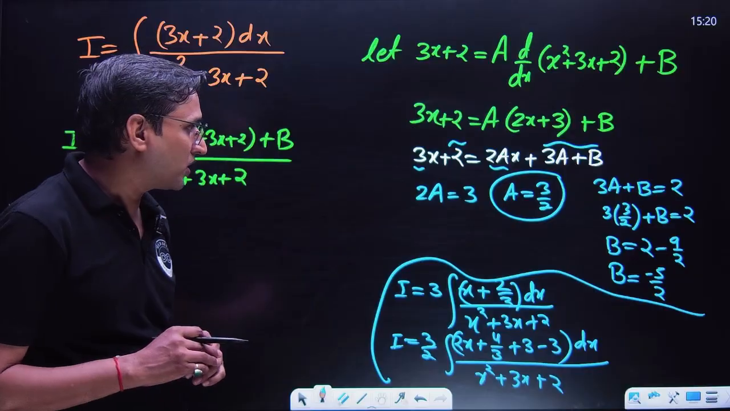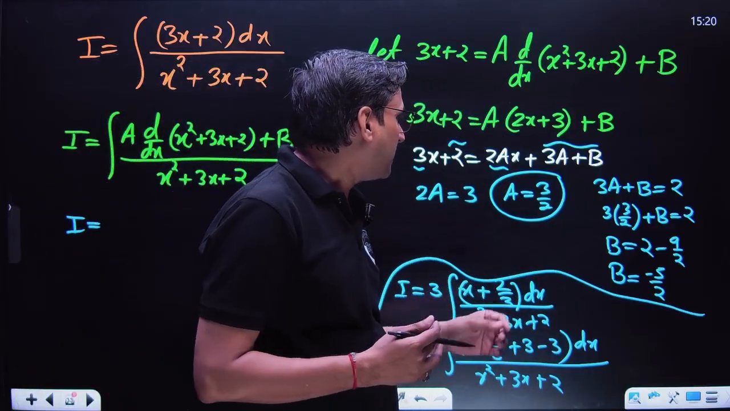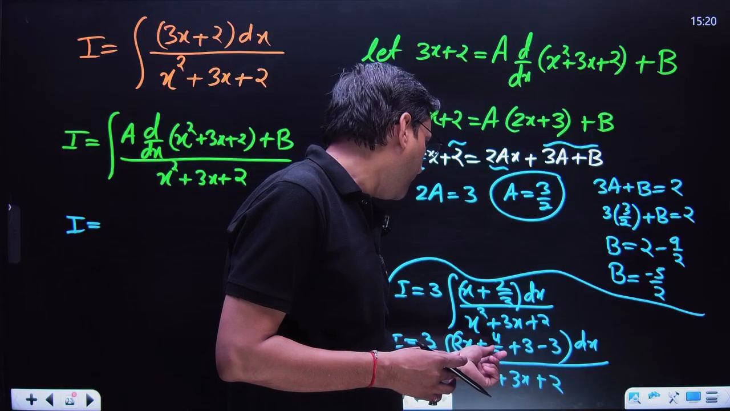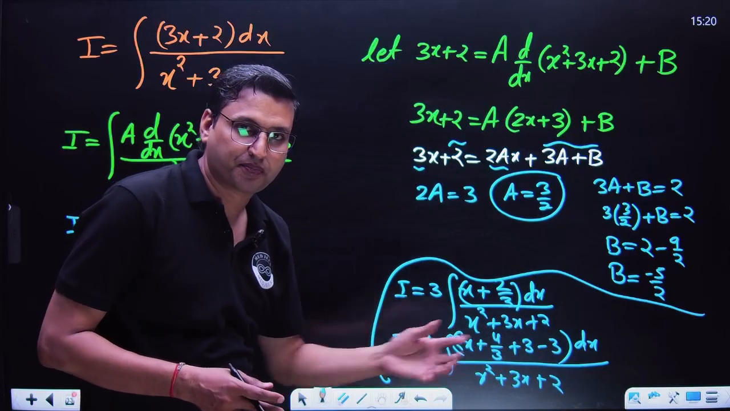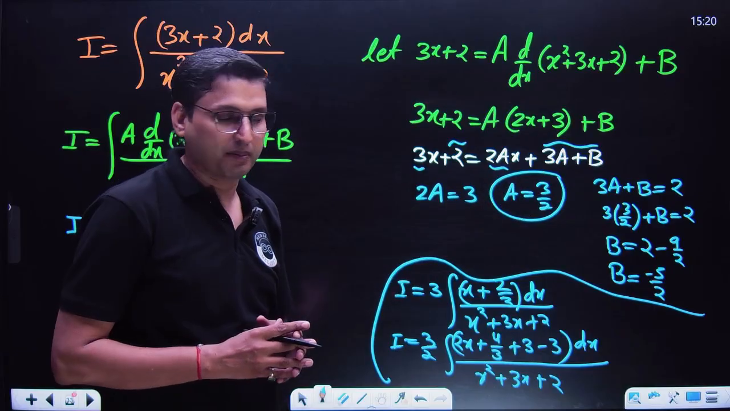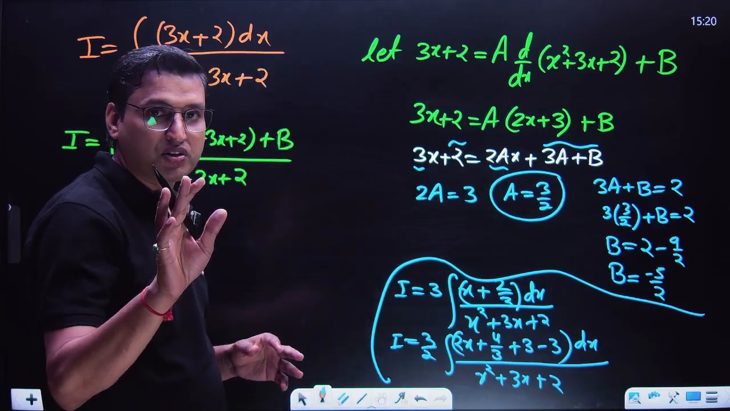Now one thing you have to see: when you are getting minus 5 by 2 over here, then you will have minus 5 by 2 when this will be multiplied into the numerator. Is this into the numerator when you will take separate both of them? Is this clear? Is this understood? And this is what I am mentioning over here.